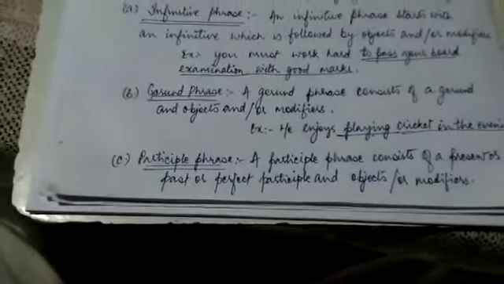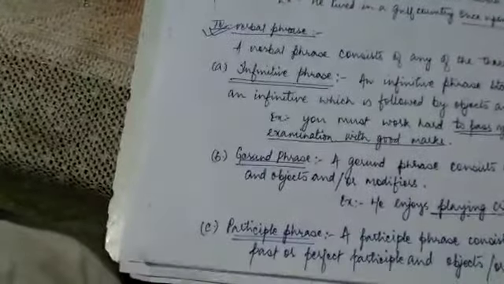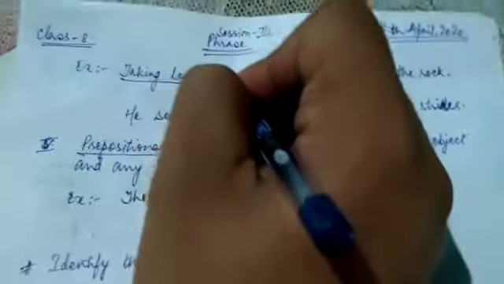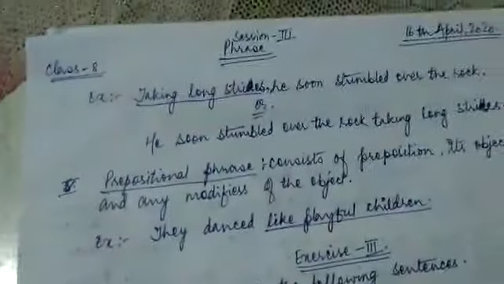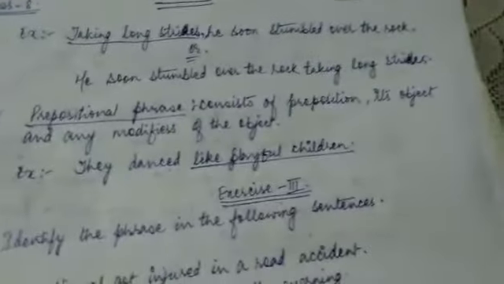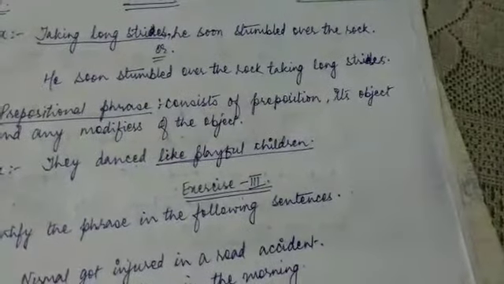Now here the third one is participle phrase. A participle phrase consists of a present and past or perfect participle and object. The example to this is taking long strides he soon stumbled over the rock. Taking long strides, so this is the participle phrase. Okay, we can write it vice versa. We can also write it he soon stumbled over the rock taking long strides.